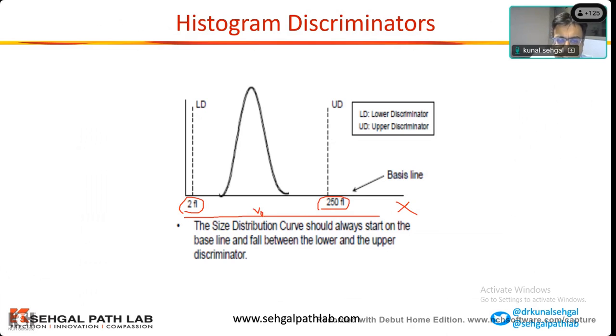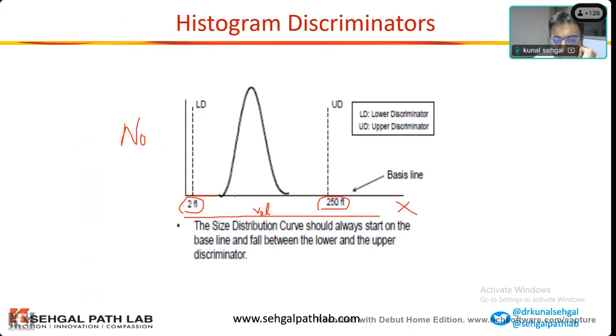So this is the x-axis, that is the volume of the cell. This is your single parameter histogram which measures the volume. On the y-axis is the number of cells. You see a curve, you see the line at 2 femtoliters, because we know there is no RBC or platelet which is lower than 2 femtoliters. So this is called a lower discriminator. And the upper discriminator is, we know that practically no RBCs are bigger than 250. So this is called the upper discriminator.